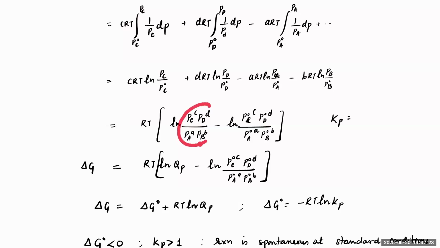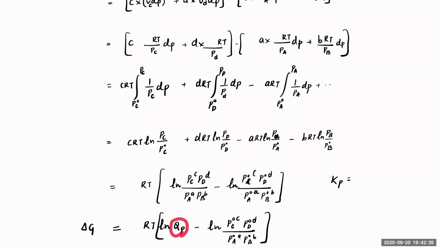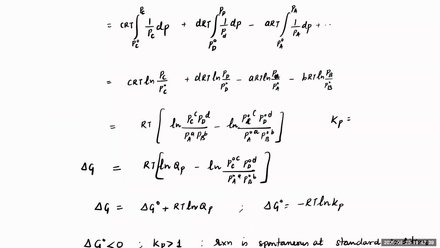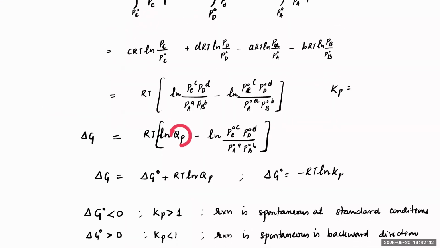Now this value is the pressure at any time. This is the generic pressures. Just like how we define Kp here, but that is only at equilibrium pressures. If it is not at equilibrium, then we call it Qp. Qp here represents the reaction quotient.